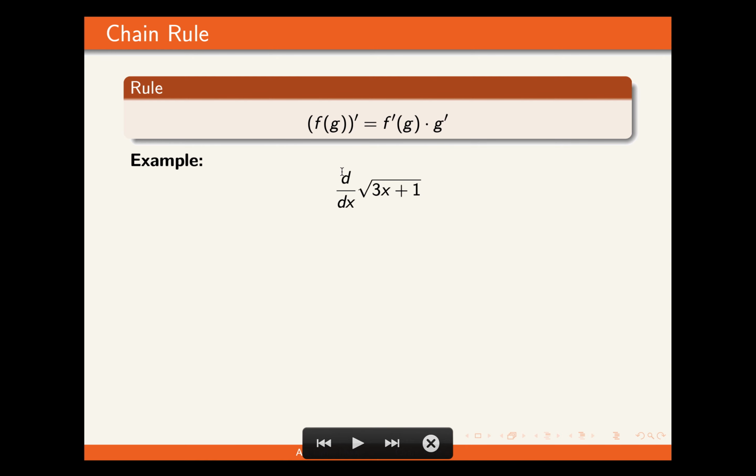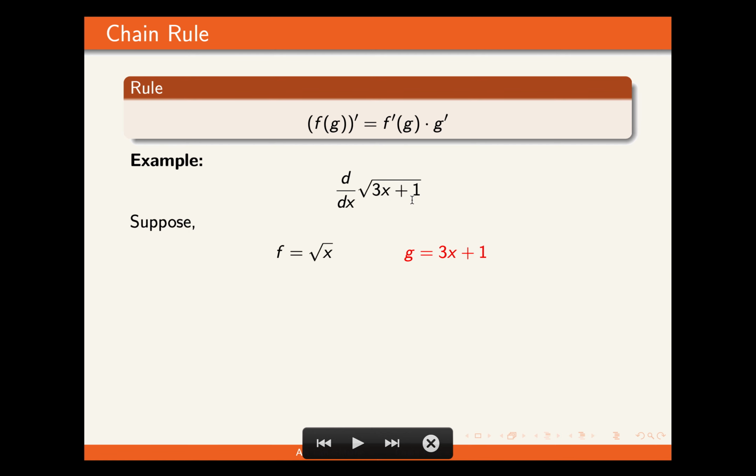So here our goal is to find the derivative of the square root of 3x plus 1 with respect to x. If we want to use the chain rule, we need to make sure that this function is the composite of two functions. If I assume f is the square root of x and g is 3x plus 1, when we compose f with g, I need to evaluate function f on g, so that will be replacing x by 3x plus 1, and we immediately get the square root of 3x plus 1.